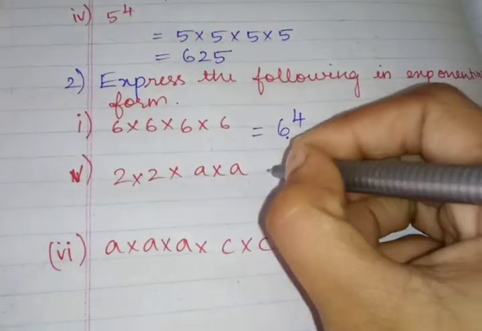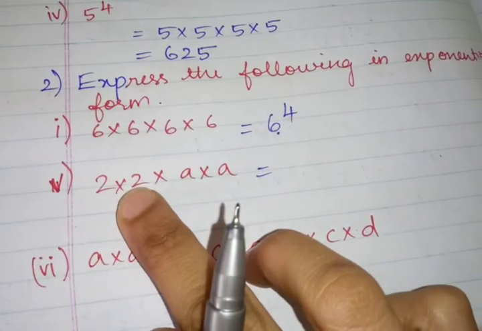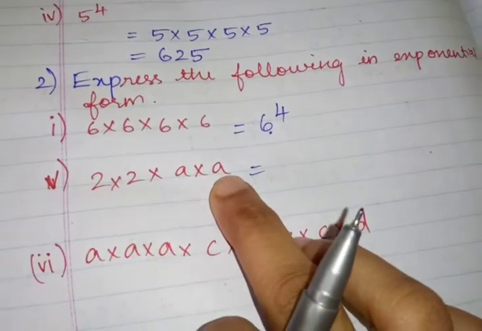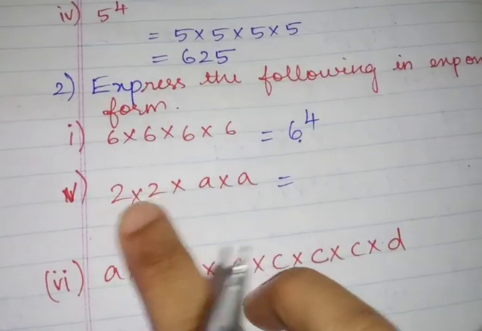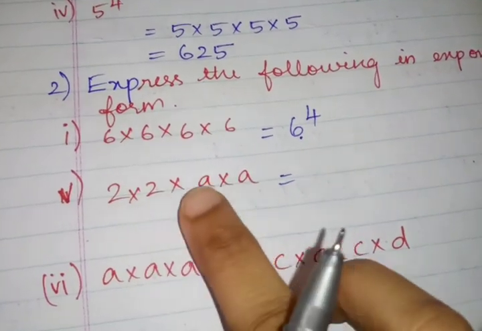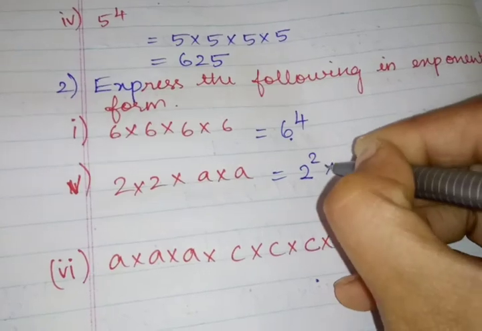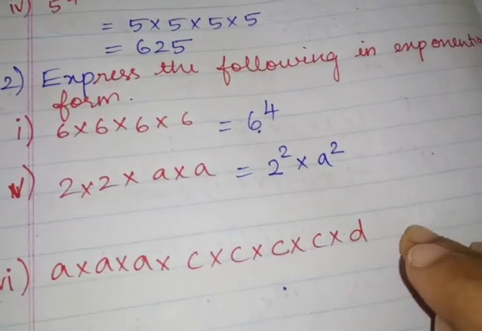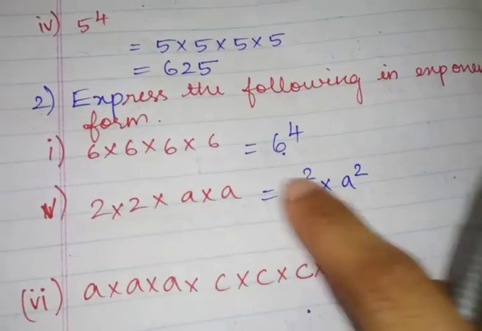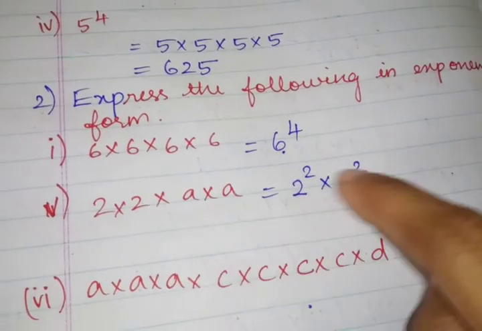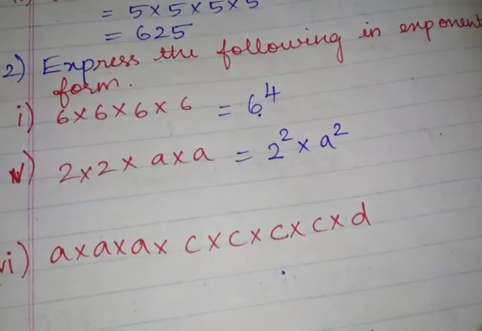Fifth problem. Here 2 into 2 into a into a. Here the number 2 is repeated 2 times, a is repeated 2 times. So how will you write it? 2 square into a square. Listen, because 2 is repeated 2 times, into a is repeated 2 times, so a square.